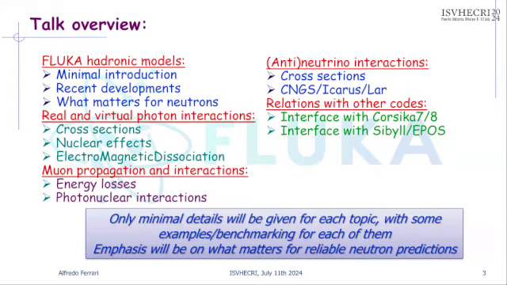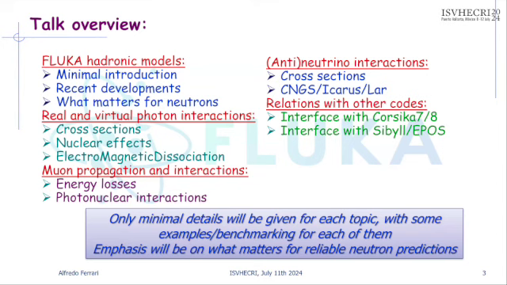So this is just a tentative sketch of what I'm going to present. Probably I will not manage to present everything, so I apologize in advance. I will give a minimal introduction to the Fluka hadronic models with some recent developments. I will spend some time on real and virtual photon interaction, like it was pointed out already on Monday, on Tuesday by Sergei. Quite a lot of muons and neutrons come from photonuclear interaction in cosmic ray showers, so they are really very important.